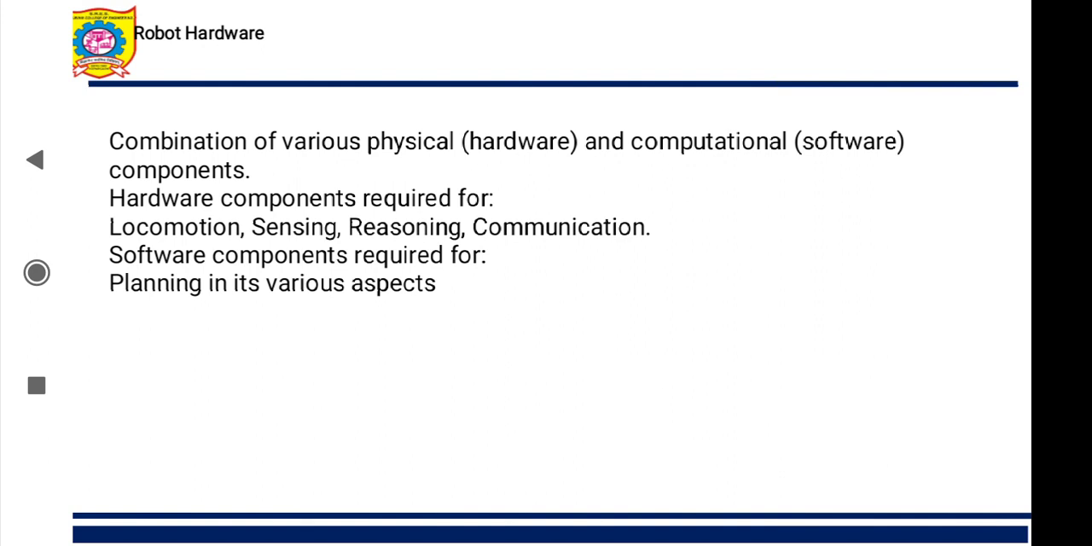Now, we need to talk about robot hardware actually. So, hardware is nothing but the combination of physical as well as computational components, that is software. Why do we need hardware components? We have to study hardware components with respect to locomotion, that is, to move from here to there, sensing, reasoning, and communication. So these four things are required: locomotion, sensing, reasoning, and communication. And software components are required for planning.